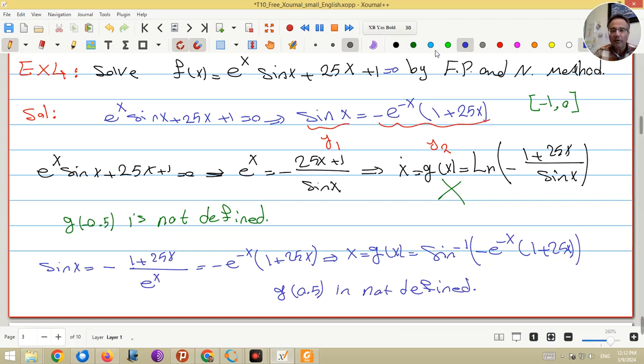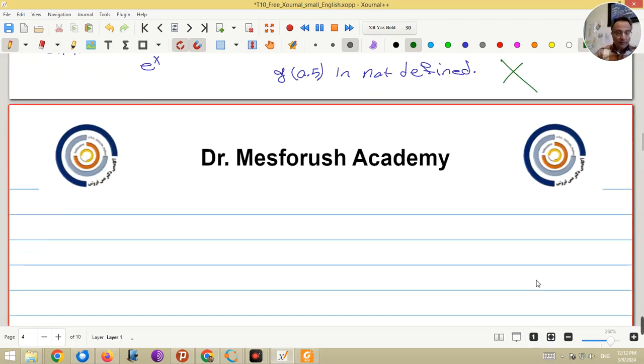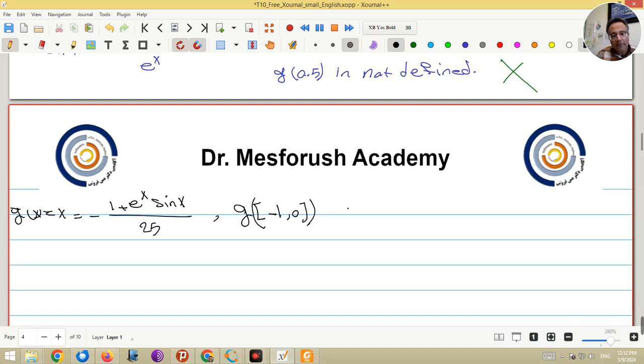So this one is also not acceptable. The last choice that is a good choice is x equal to minus 1 plus e to power of x sine of x over 25. This is okay. Why? Because if we call this function g of x, g of minus 1 and 0 will be in minus 1 and 0, and this is in fact the first property.